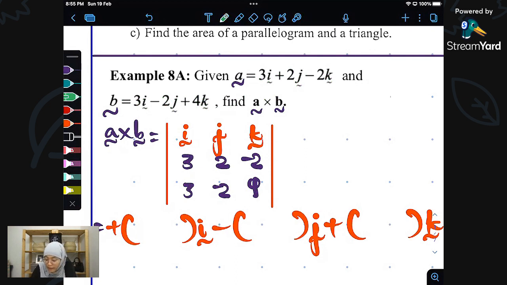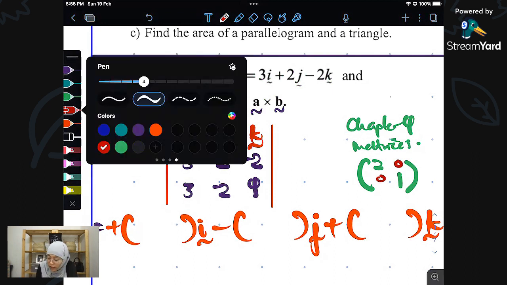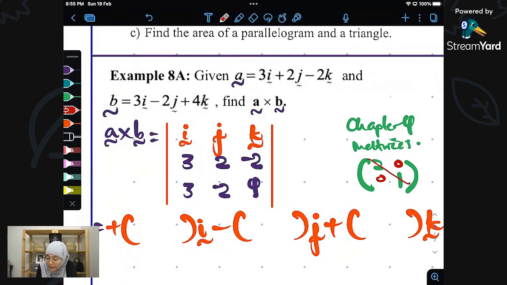Do you remember we learned chapter 4, matrices, last semester? Do you remember what we call this? For example, in number 3, or number 1, or 1 to 2? Okay, let's say 2, 1. So here is 0, 0. This is actually called the diagonal matrix. Do you remember? We call this the diagonal line.